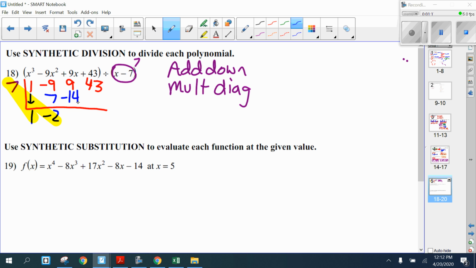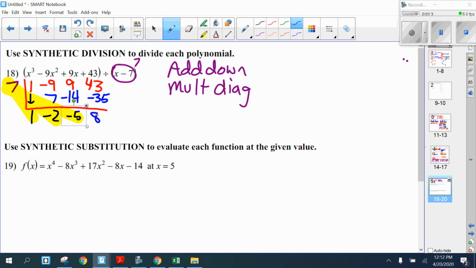Add straight down. 9 plus -14 is -5. And multiply diagonal. -5 times 7 is -35. Add straight down. 43 plus -35 is +8. And we're out of room, so we're finished.